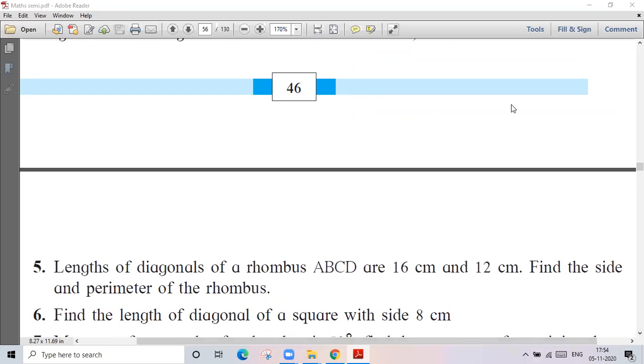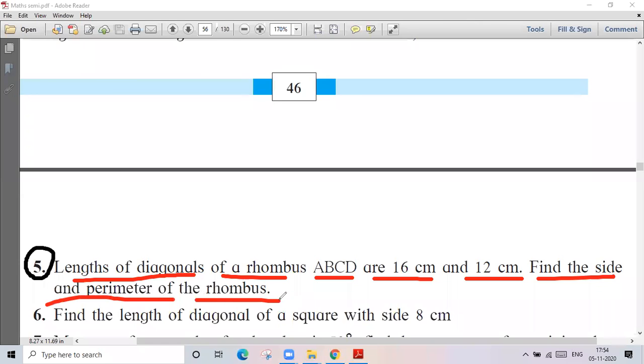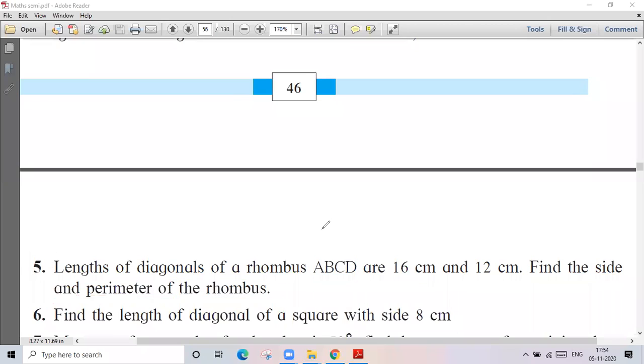काय दिलं बघा तुम्हाला इथे? Question number 5. Lengths of the diagonals of a rhombus ABCD are 16 centimeter and 12 centimeter. Find the side and perimeter of the rhombus. So you need to find the side and the perimeter of the rhombus.